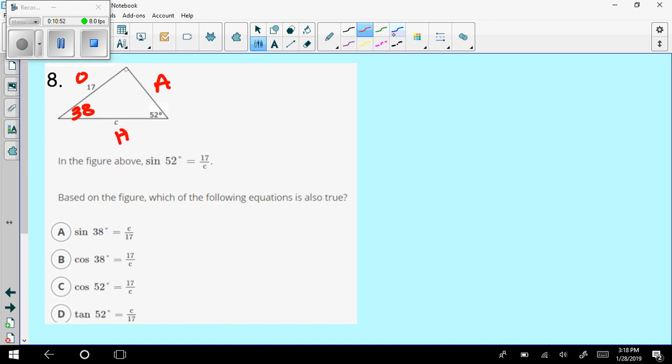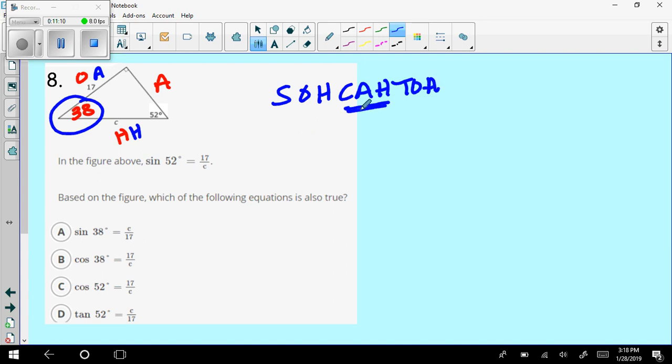Using the 38, this is still the hypotenuse, but this is the adjacent. And with the 38, we're using adjacent and hypotenuse. So the cosine of 38 equals the adjacent, which is 17, over the hypotenuse, which is C. Cosine of 38 equals 17 over C.